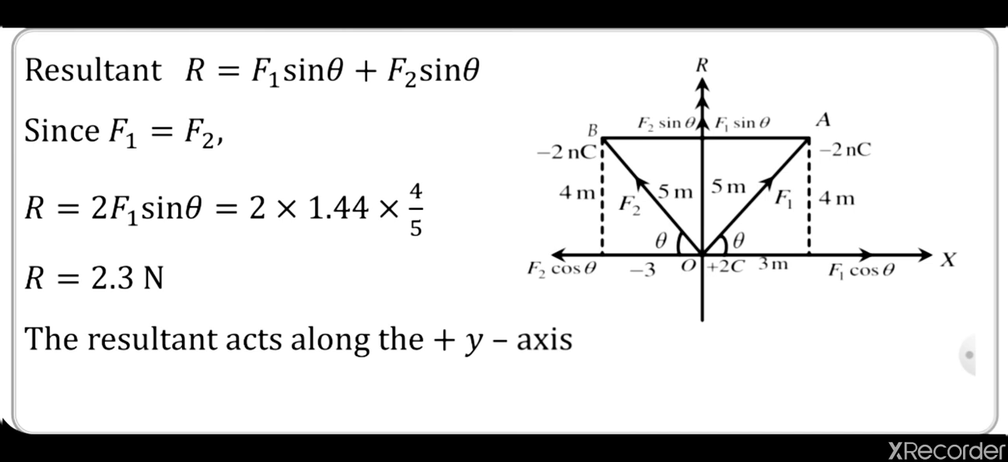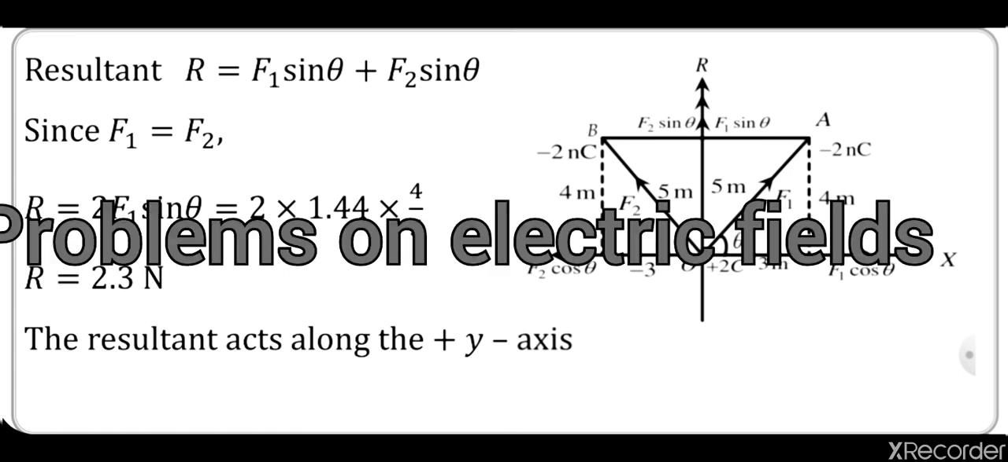This is taken directly from any one of the triangles here, because sin theta is opposite by the hypotenuse. For the theta, the opposite side is 4 meter and the hypotenuse is 5. So nothing to worry about the angle here. Sin theta you can take from the diagram, that is opposite by the hypotenuse, 4 by 5. Now solve it, you will get the resultant, that is 2.3 Newton. So the resultant force is acting along the positive y axis direction, right? So that is along the y axis.